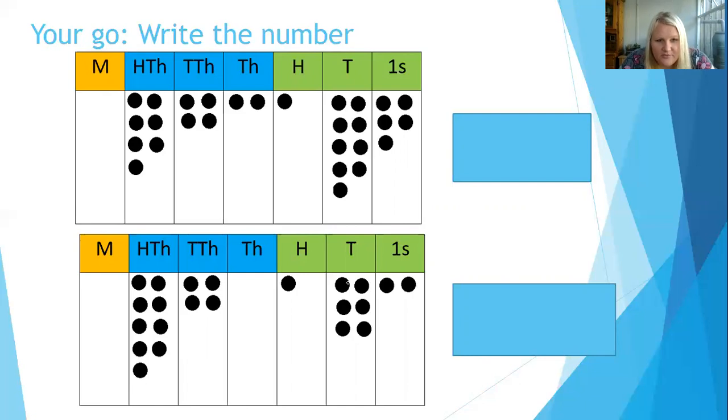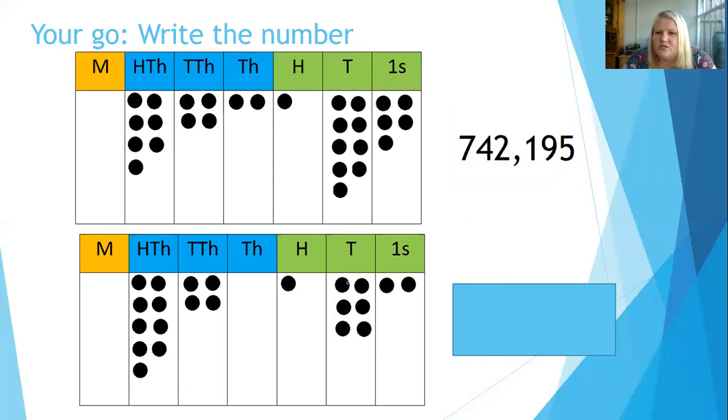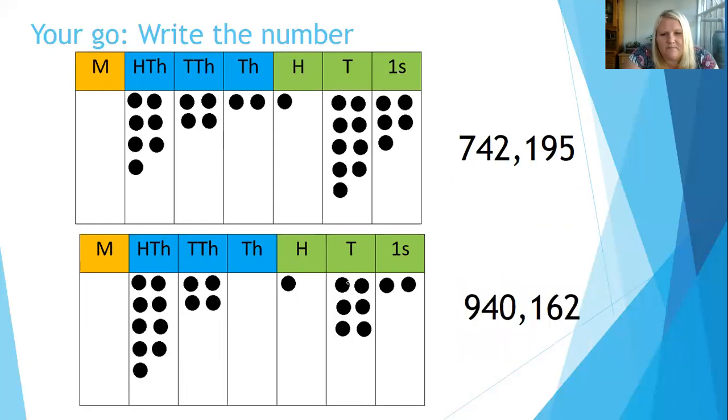Okay, hopefully you've paused the video, you've answered the 2 questions, and you are ready for the answers. So we have got 2 6-digit numbers. Let's see what the blue box says. So the first one was 742,195. We have got 7 in the 100,000s, 4 10,000s, 2 thousands, 1 hundred, 9 tens, and 5 ones. 742,195. Let's look at the next one.